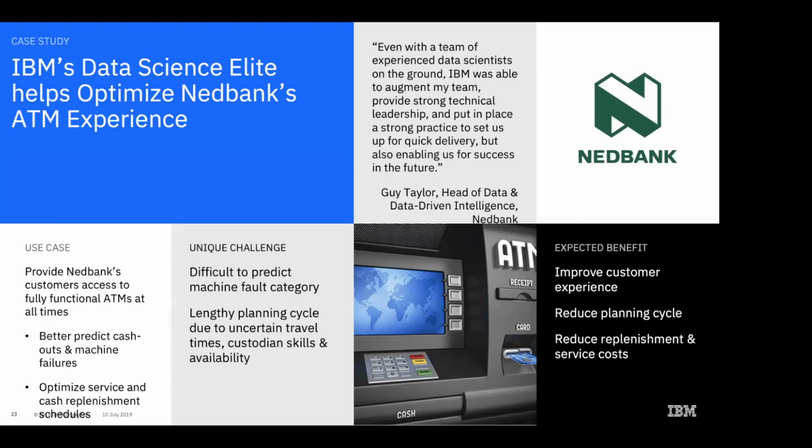So our task here with the data science elite team was to build predictive models with machine learning to predict both of these events. So when the cash machine would run out of cash, or when it would be faulty, and what the fault category would be. And then based on that, we could also do some scheduling to enable the maintenance technicians to visit these cash machines and do the necessary maintenance work.